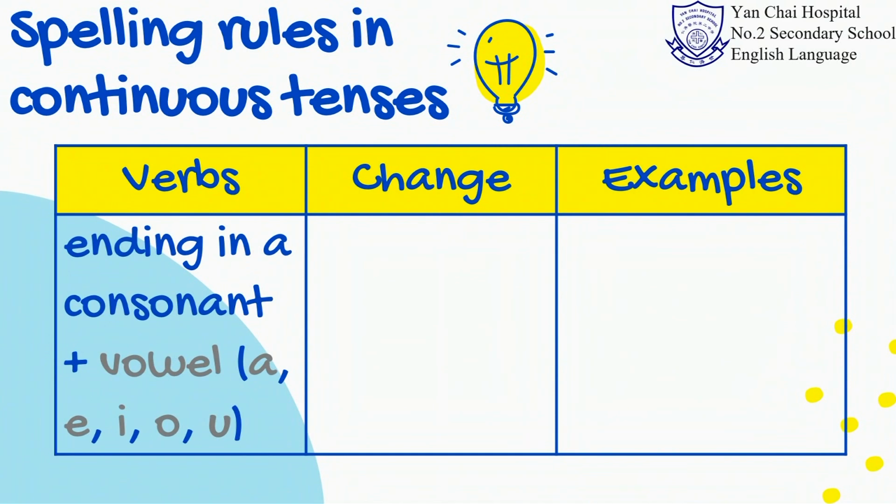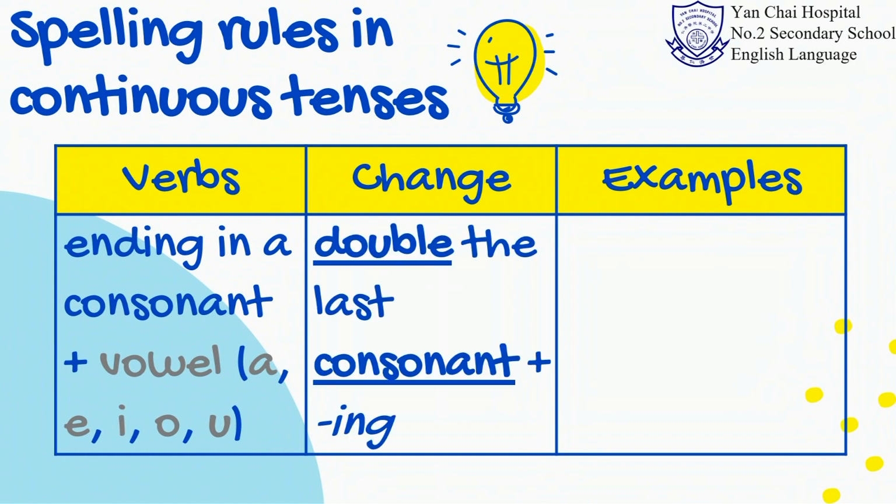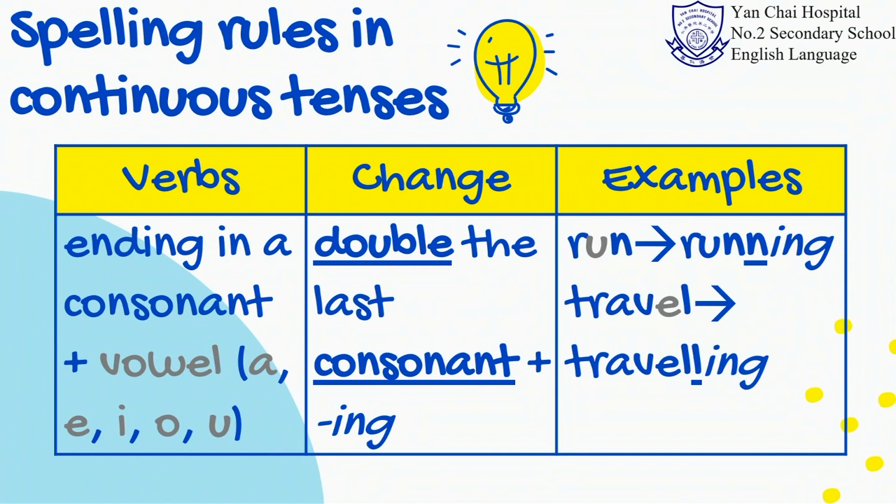For verbs ending in a consonant and vowel, which are the letters A, E, I, O, and U, we need to double the last consonant and add ing at the end of the verbs. Examples like run becomes running, travel becomes traveling.